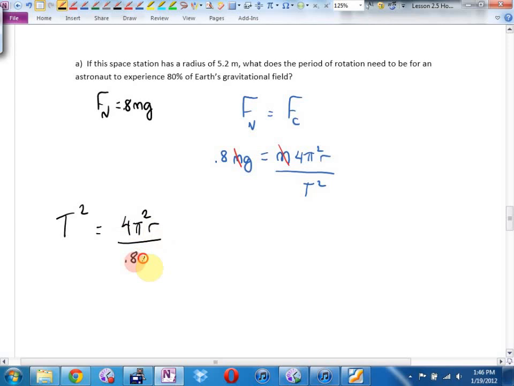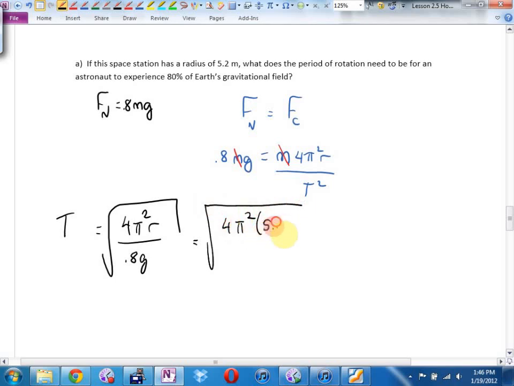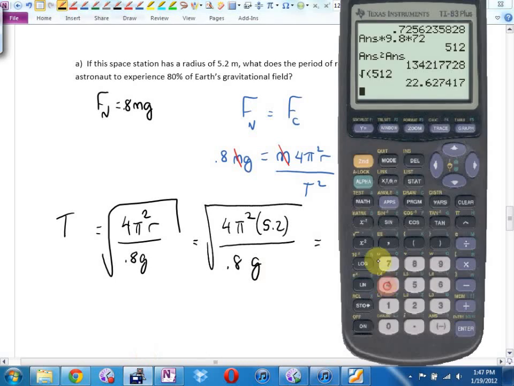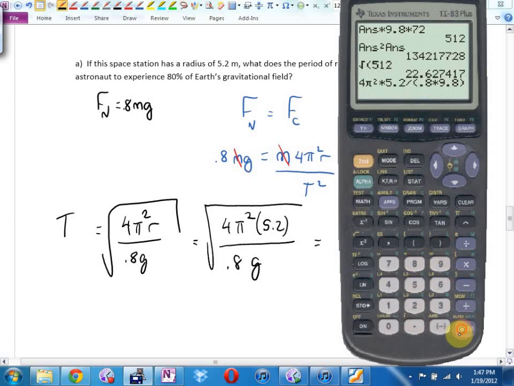It's going to be 4 pi squared times 5.2 divided by 0.8 g. You get 5.12 seconds. Don't forget the square root. Am I right?